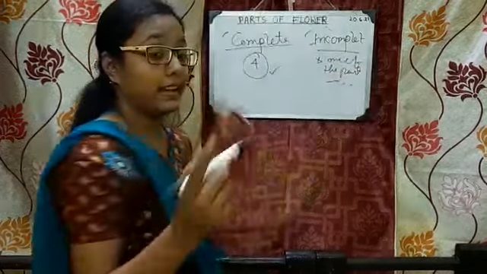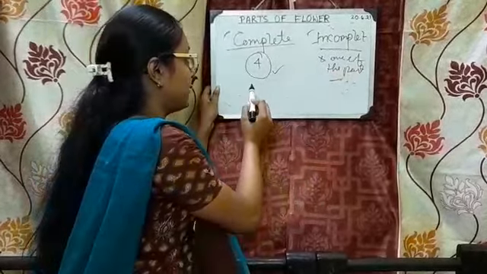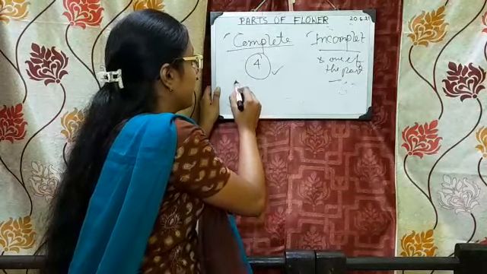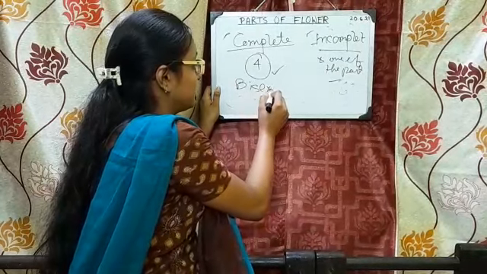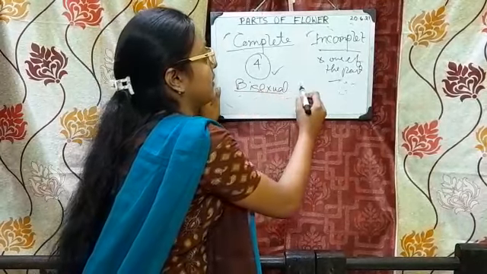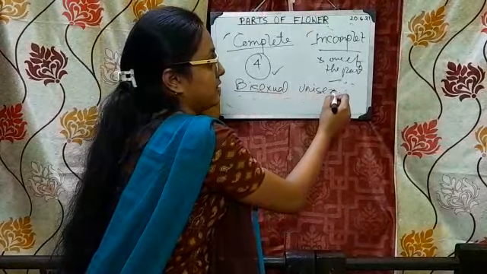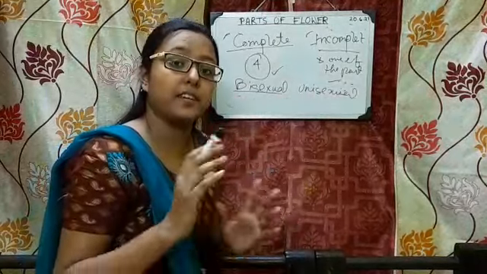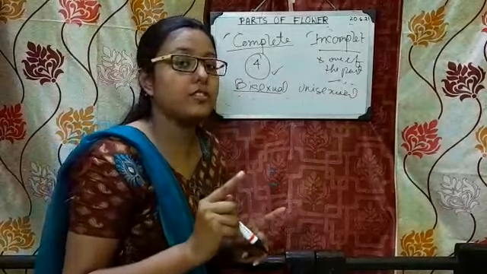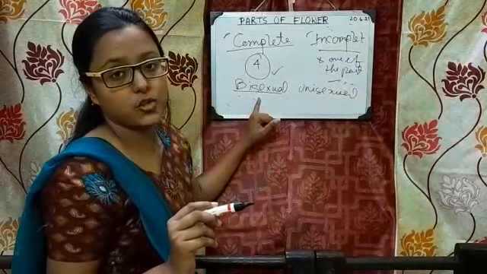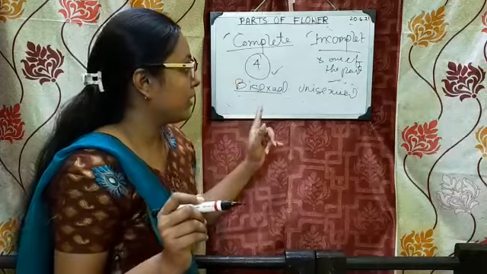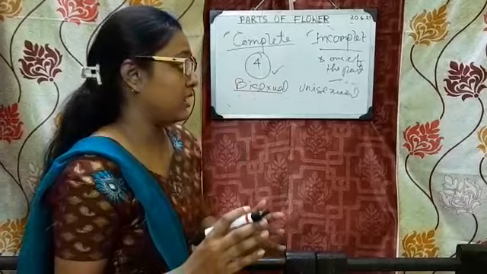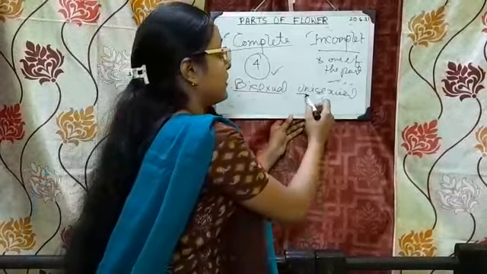Okay. Again, flowers can be divided into 2 types according to their sexuality, which is bisexual and unisexual. Okay, when both the gynoecium and androecium are present in the same flower, it will be regarded as a bisexual flower. When only gynoecium or androecium is present, then it will be considered as a unisexual flower.